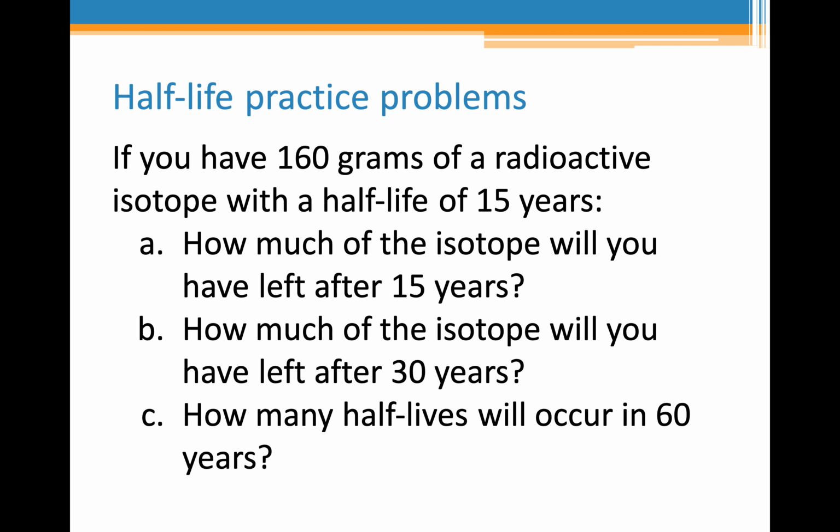All right, this one has quite a few questions, but anyways, it's saying we have 160 grams of something, and we have 15 years as the time of one half-life. So after 15 years, you'd expect there to have been one half-life, and so half of that sample should have converted. And so there should be 80 grams of the sample left. After 30 years, that is now 2 half-lives, and so half of a half, or a quarter of the sample should be left. So we should have 40 grams.